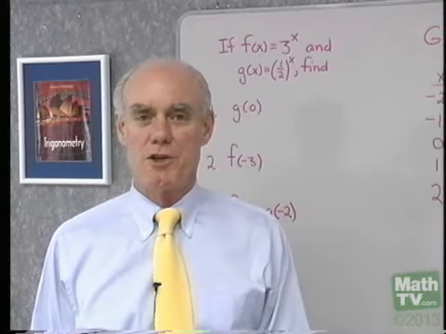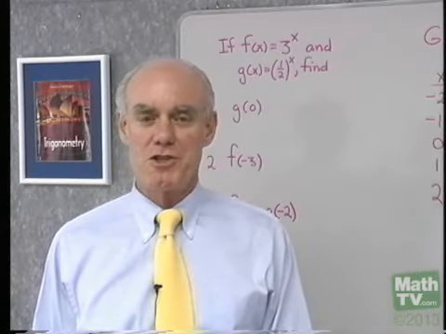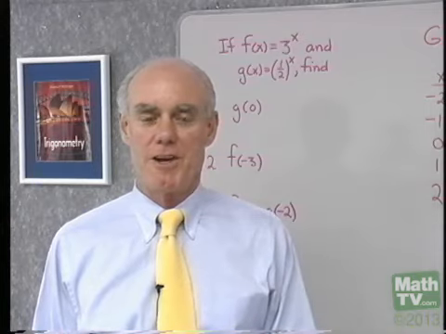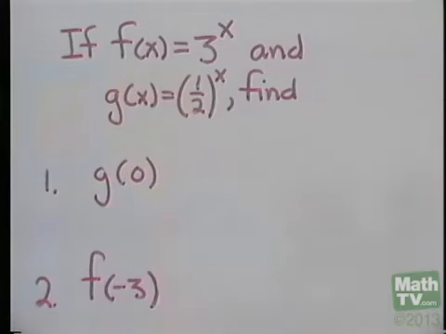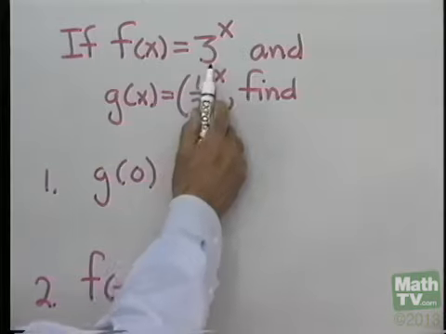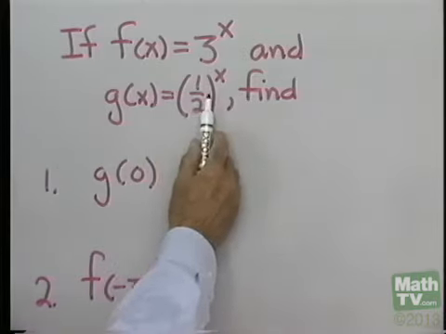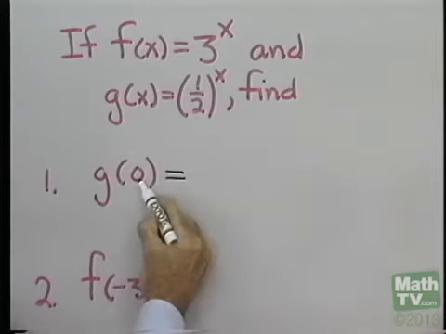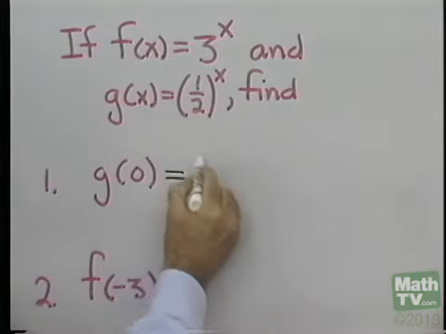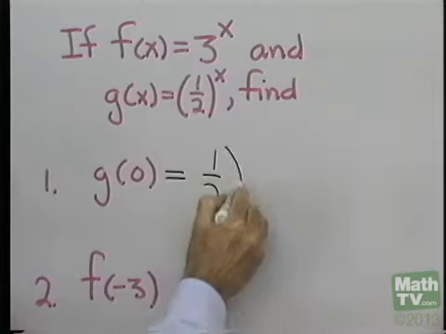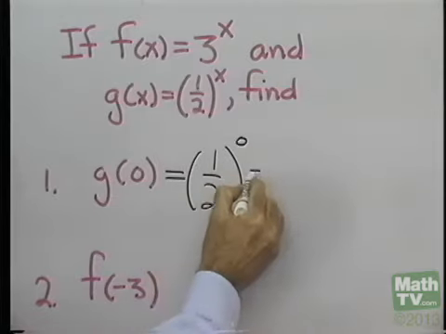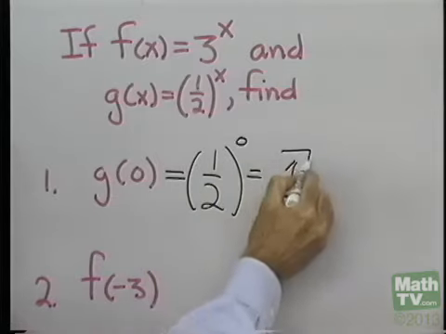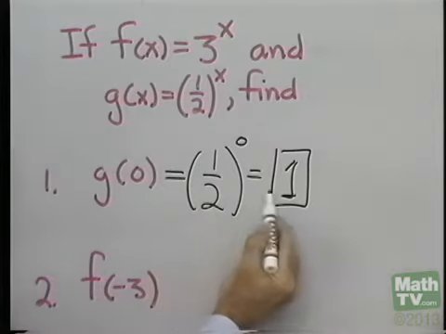In this section, we want to do a little bit of work with exponential functions, and let's look at some problems that involve finding the value of an exponential function. If f of x is 3 to the x and g of x is 1/2 to the x, let's find g of 0. So I'll do that by simply substituting 0 for x in the function g. So I'll have 1/2 raised to the 0 power, and I know that that's the number 1. So g of 0 turns out to be 1.